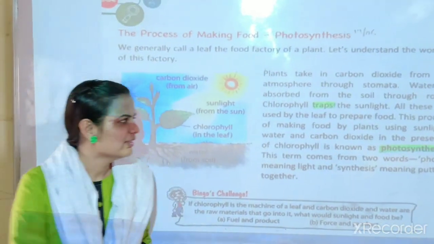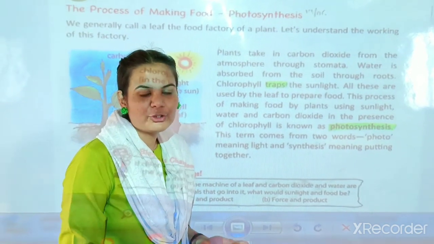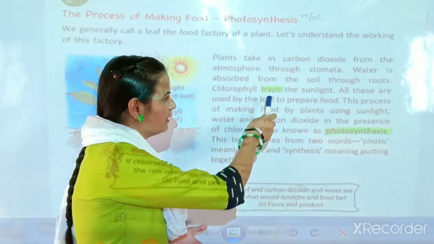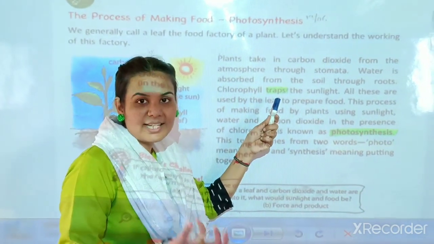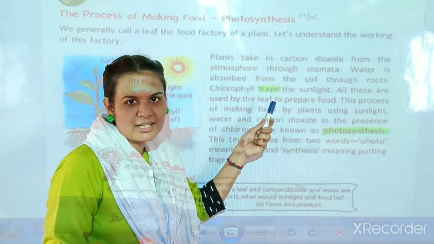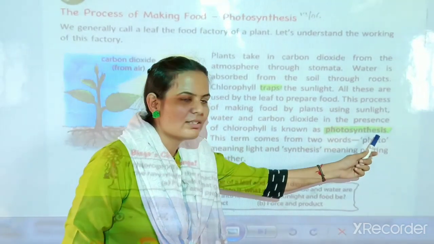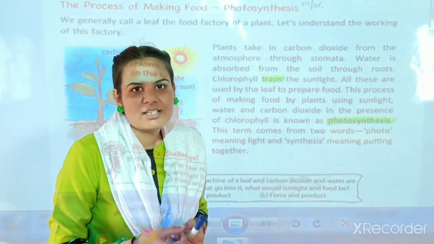Your new words are traps, photosynthesis. Underline these words in your book with pencil or a highlighter and repeat after me. Traps, photosynthesis. Traps means to catch, in Hindi we can say pakadna, okay. Photosynthesis, photo means light and synthesis means putting together. If we combine both, it is called photosynthesis.